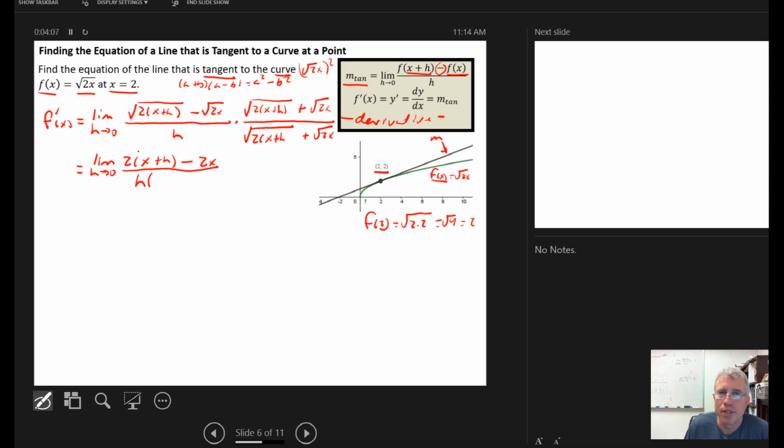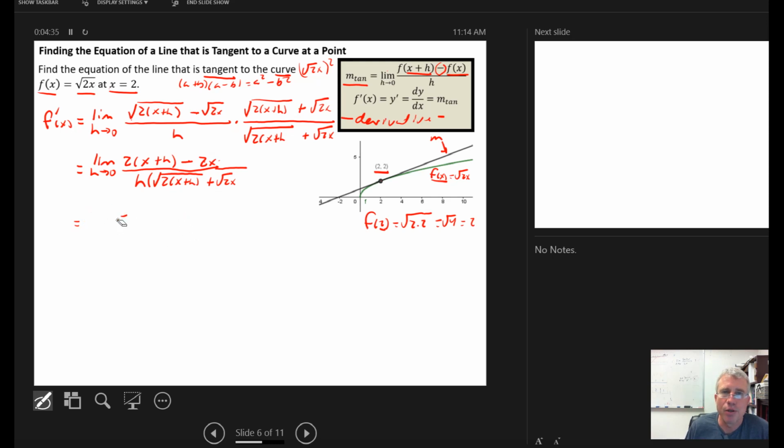H times the denominator sitting over here. So square root of 2 times x plus h plus the square root of 2x. I'll bring my fraction bar out to cover all of the denominator, equals. The numerator can be simplified. I can distribute the 2 into the parentheses. I get 2x plus 2h minus 2x.